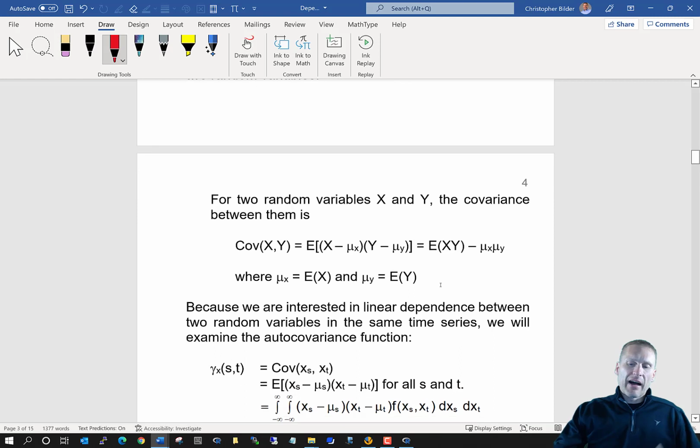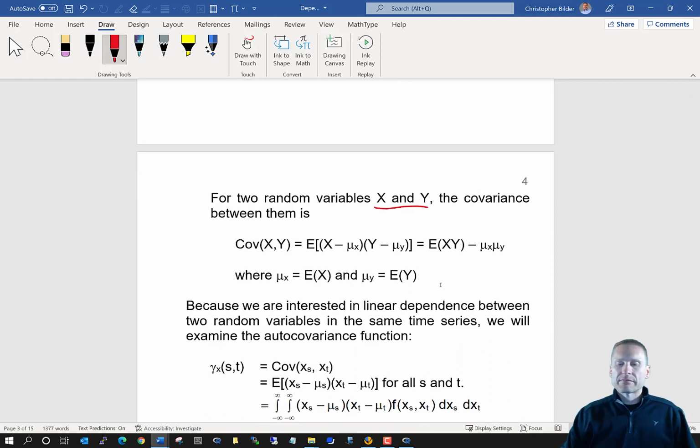In a non-time series context, let's say I have two random variables, x and y. The covariance for x and y is defined as the expected value of x minus mu sub x, where mu sub x is the expected value of x, times y minus mu sub y, where mu sub y is the expected value of y. We can then simplify this as the expected value of x times y minus mu sub x times mu sub y. Basic definition of covariance.